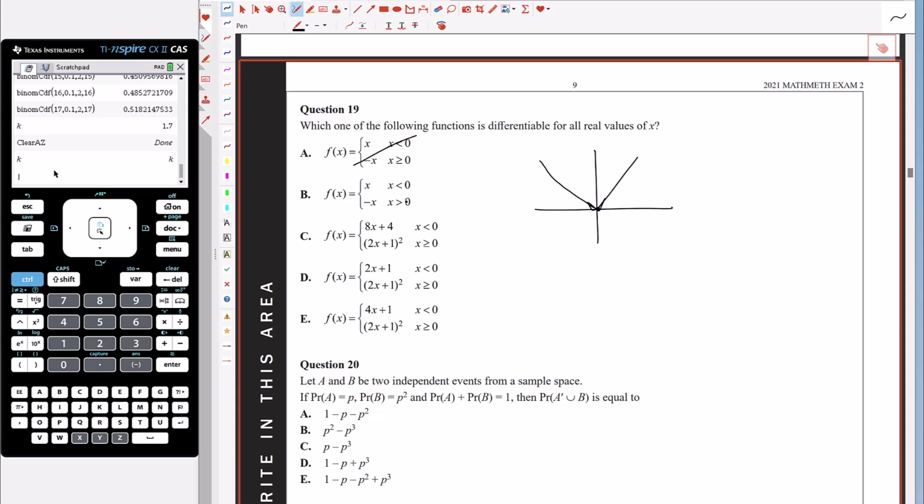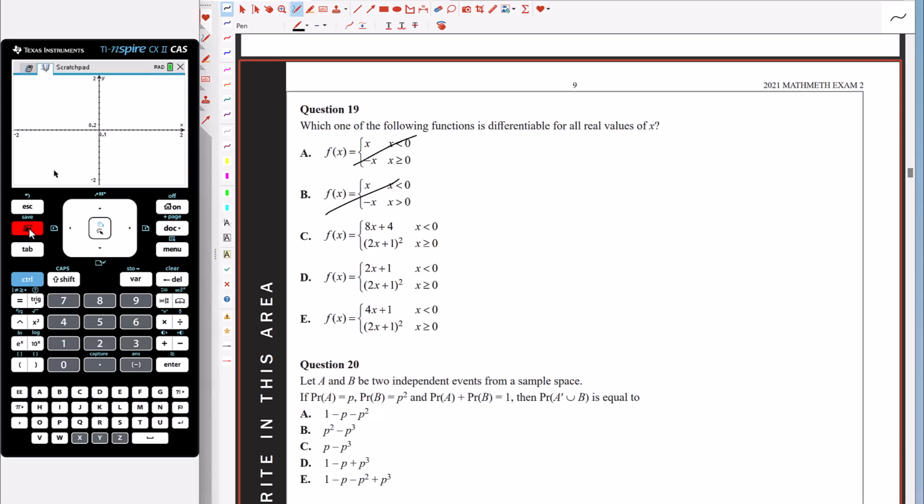B, I'm going to draw on the same axes. It's y equals x when x is less than 0, so it's going to be that bit down there, and negative x when x is bigger than 0, so that bit there. Again, they join here, so it's continuous everywhere, but not differentiable here because not smooth. So definitely not this one. Alright, so we're going to want to think about these different functions here. So graphing them is going to be time consuming, isn't it?